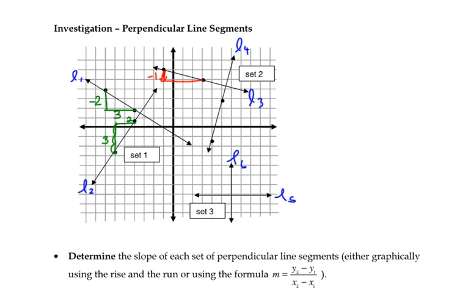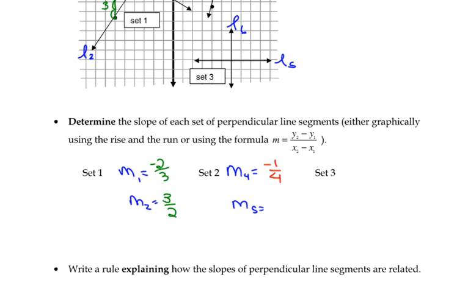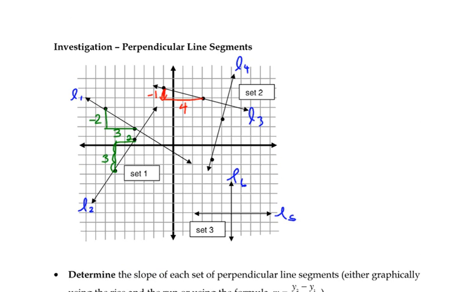-1, right is 1, 2, 3, 4. So -1/4. It's rise over run. And line 5, again, I'm really sorry about this. It's supposed to be 1, 2, 3, 4, up, right 1. So what would that become?